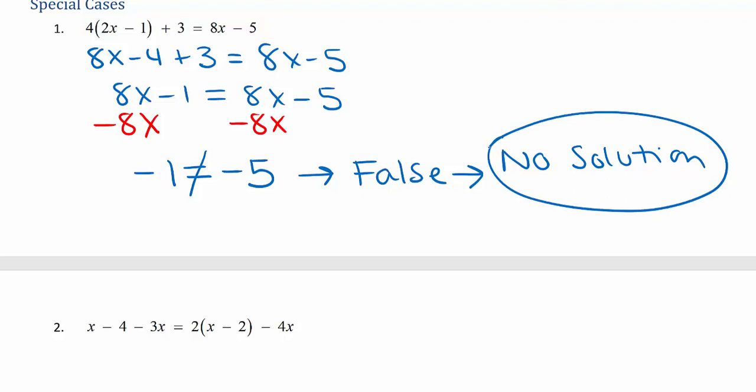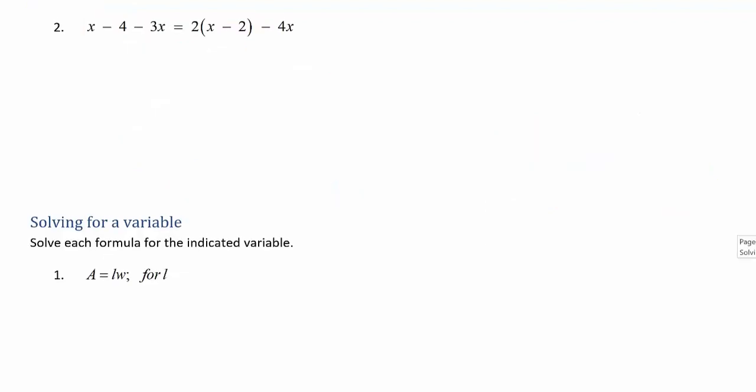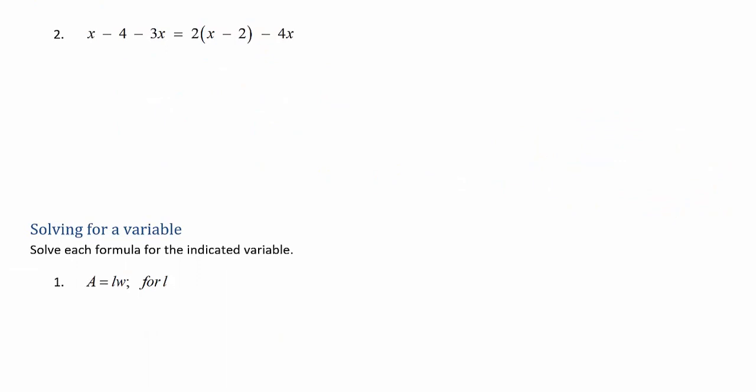In fact, anytime the x's disappear and you get a false statement, you can always stop and you just write on your paper, no solution. This equation doesn't have a solution. Example 2 is going to illustrate my second special case.